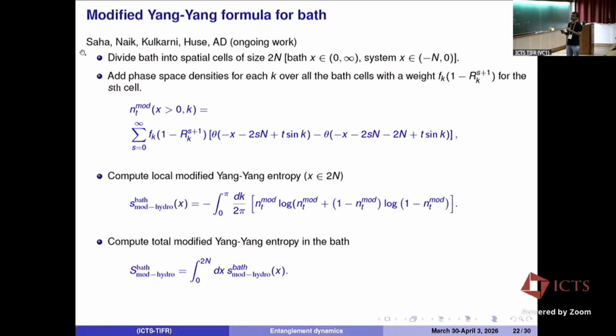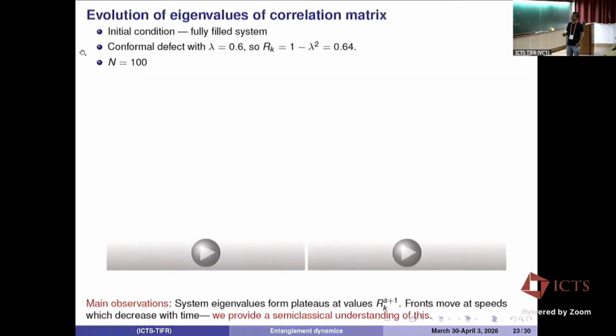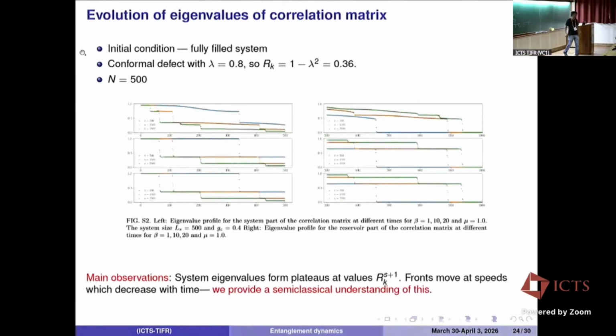Everything matches with the numerics perfectly, and I'll try to explain why this works. Before that, I'll just show some results: if I just look at the eigenvalues, what do they do?